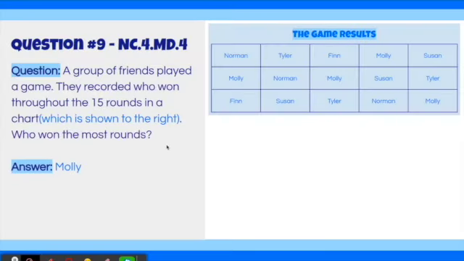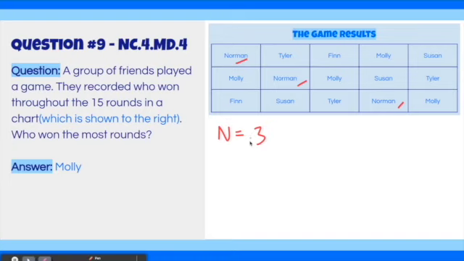Okay, so to figure out the answer to this question, it's actually really simple. So you're given the game results, and you're given who won each round, and now all you're going to do is count. So we're going to start off with Norman. We're going to count the number of times Norman won. So you have 1, 2, 3. So Norman won 3 times.